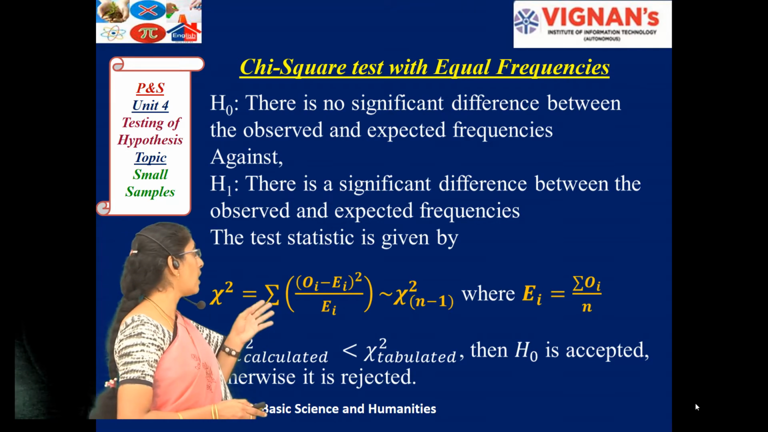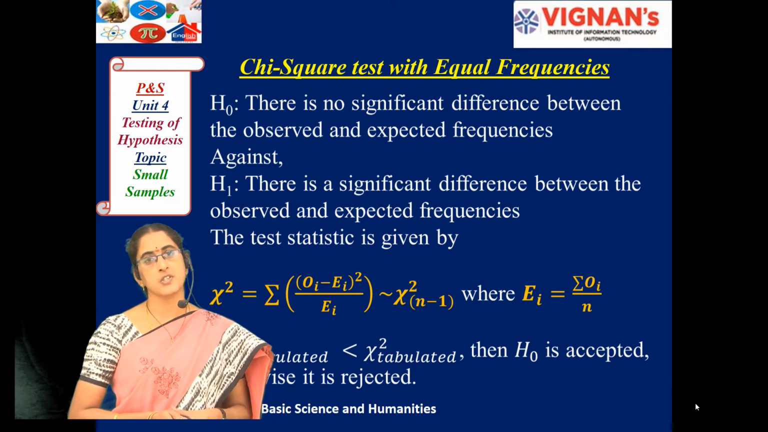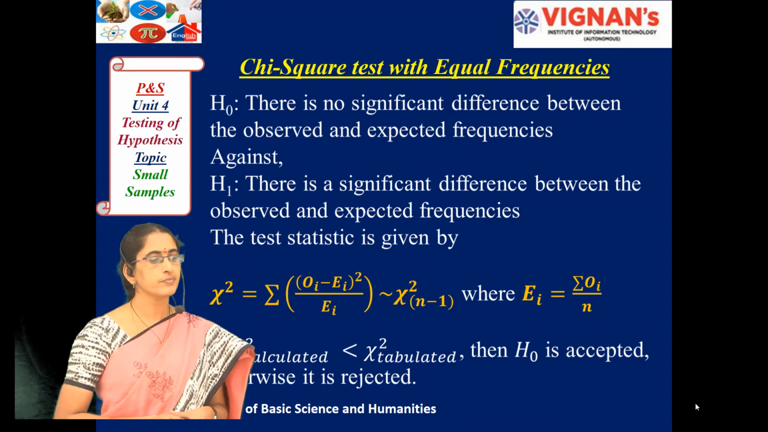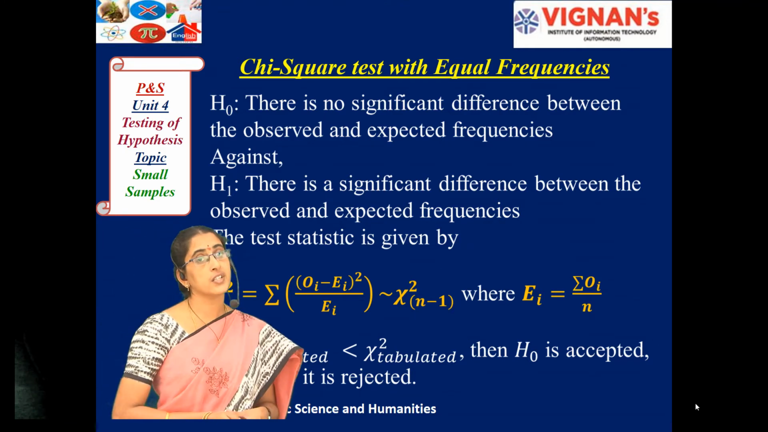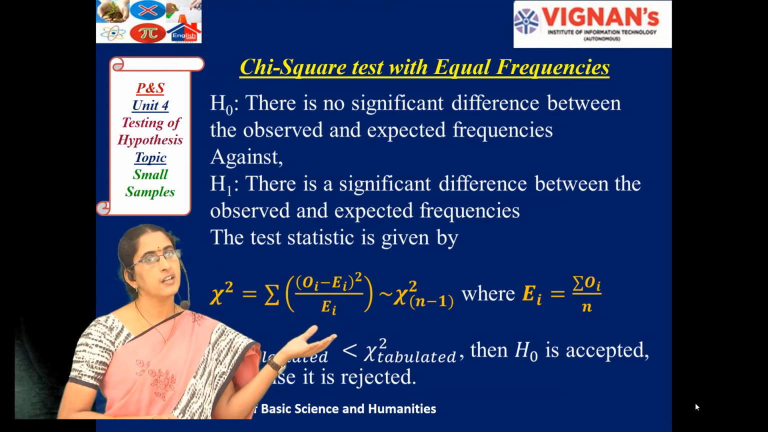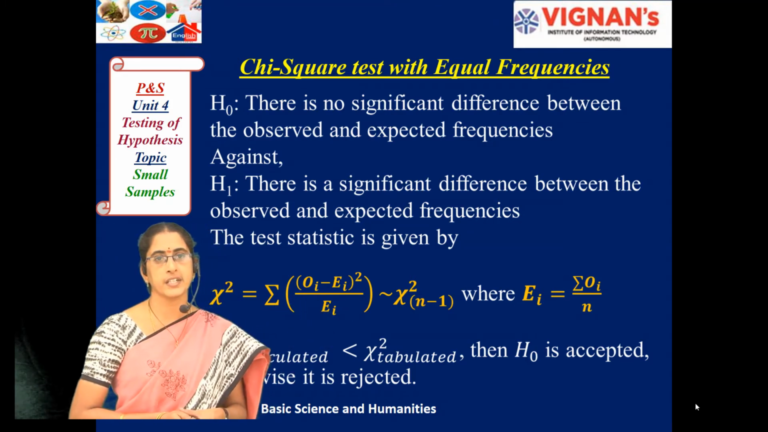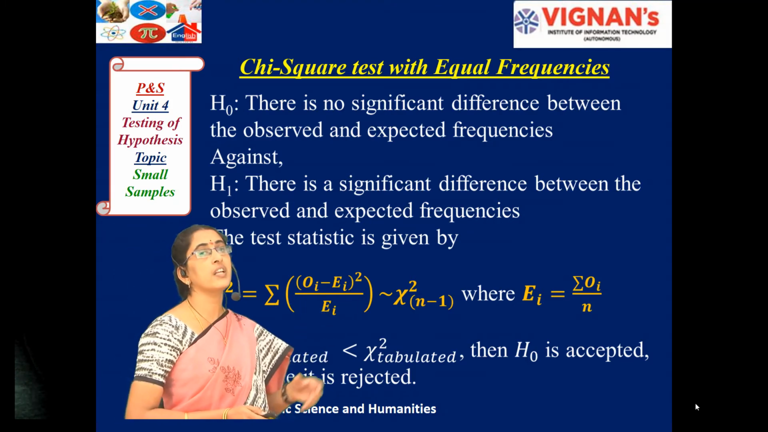Then again, the alternative hypothesis is of course two-tailed, that means there is a significant difference, or all the digits are not equally distributed. Then the test statistic is the same as for the goodness of fit, that is, the summation of (observed minus expected frequency) whole square by expected, which follows a chi-square distribution with n minus 1 degrees of freedom.